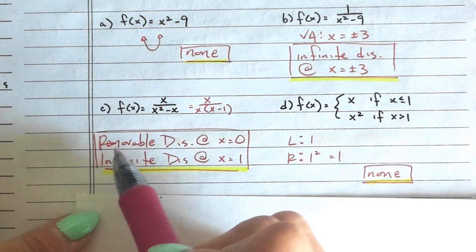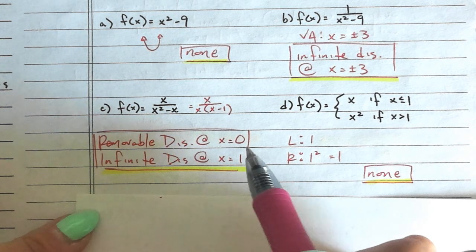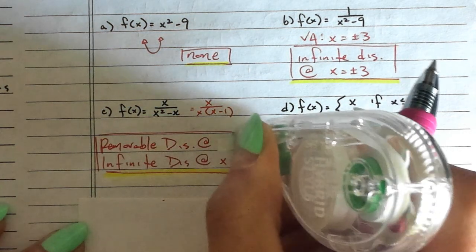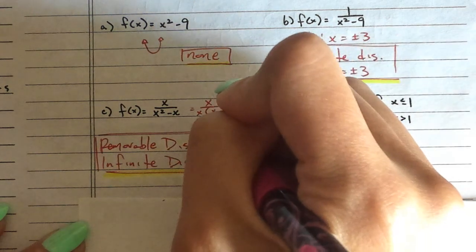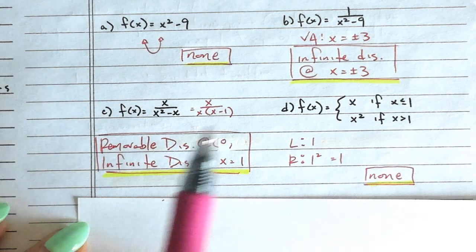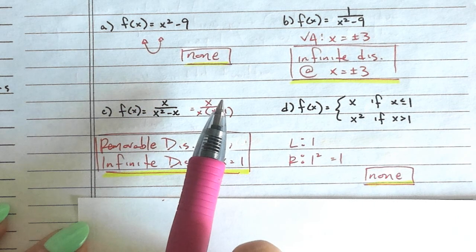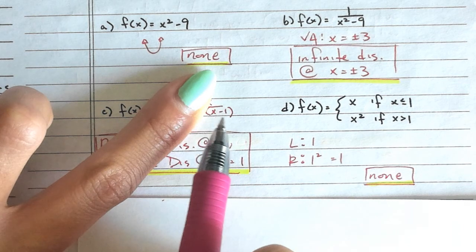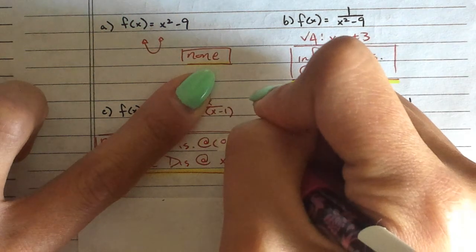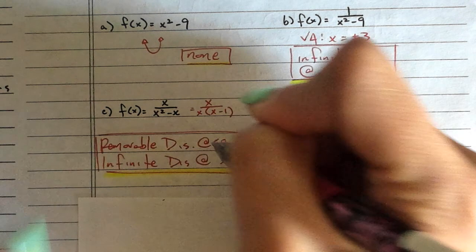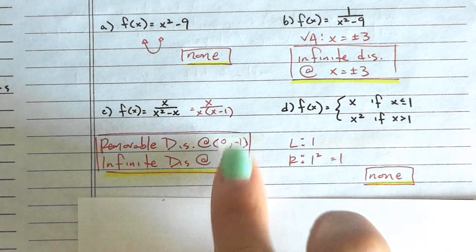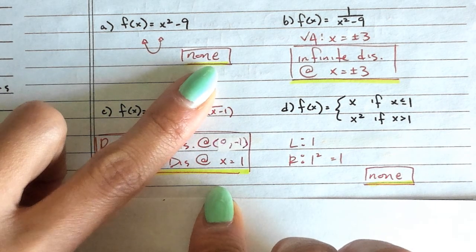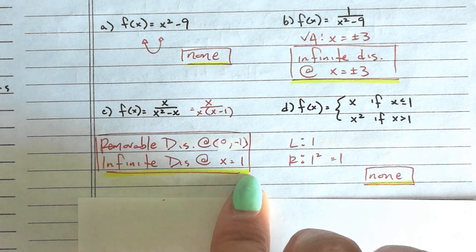There is a hole, which we call a removable discontinuity at x equals 0. If I plug 0 into my reduced 1 over expression, I get -1. So at (0, -1) I have a hole. And then I have an infinite discontinuity where my vertical asymptote is at x equals 1.